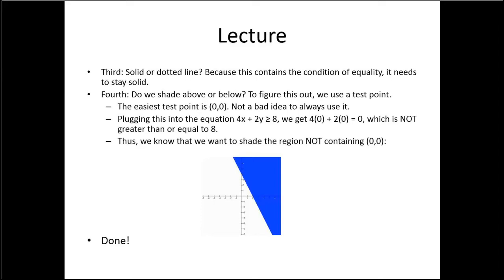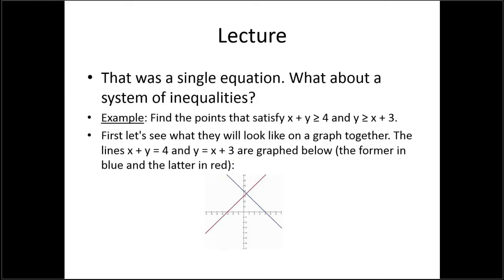Okay, and the best way to do this is take a test point, the easier the better, and see if it fits. If it fits into the equation and makes the equation true, then that's the region that you shade in. If it does not make the equation true, then you shade in the other region. Okay? Kind of an oversimplification, but that is the way to solve inequalities. Okay, so that was a single equation. What about 2 equations? And eventually more than that.